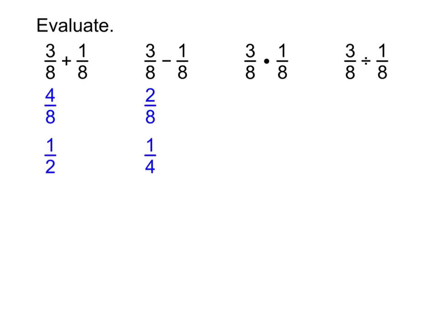Okay, now into multiplication. I want to multiply 3/8 and 1/8. So when I do that multiplication, what's that going to give me? Well, I multiply straight across the top, which gives me 3.